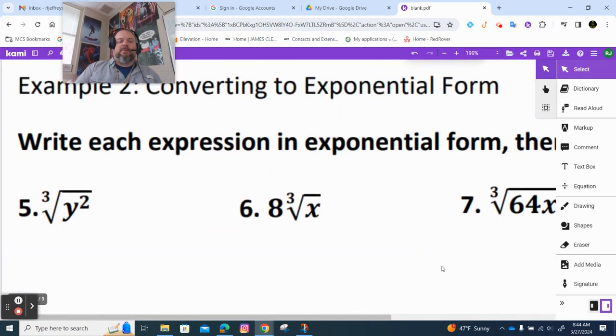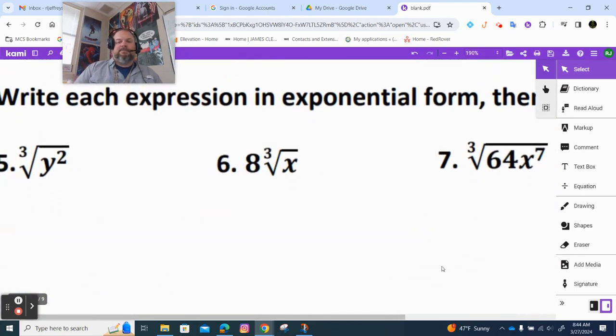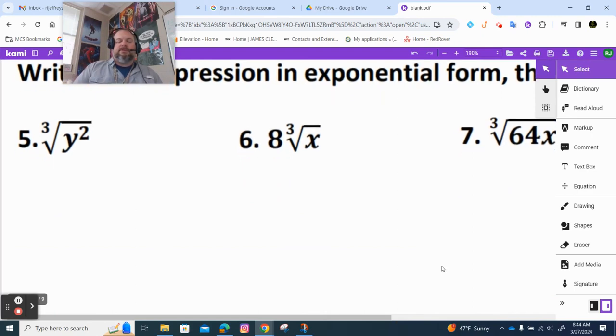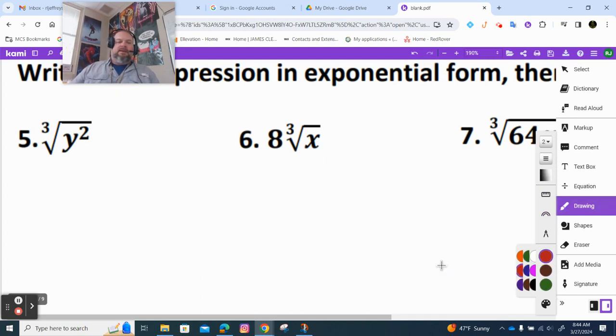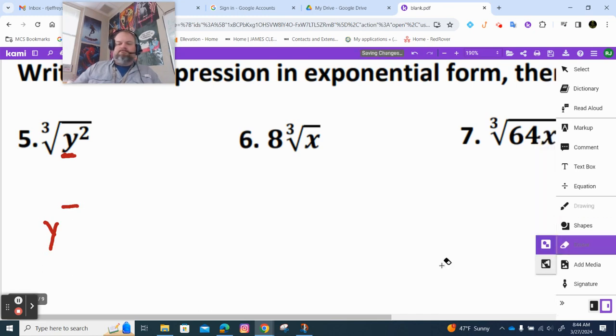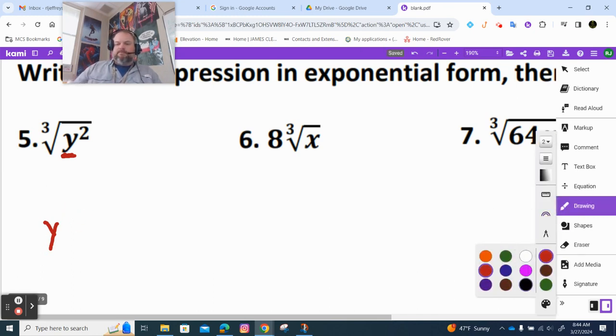All right. Let's go back the other way. On number 5, what's our base right here? Y. Okay. What is our root? 3. What is our power?